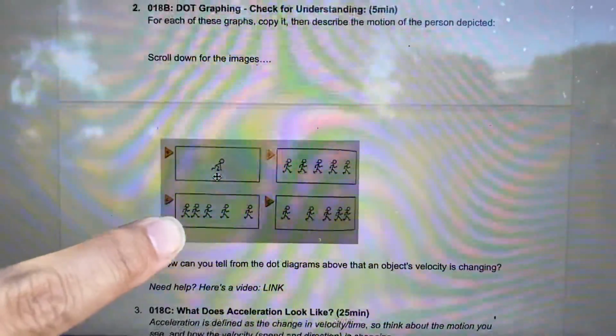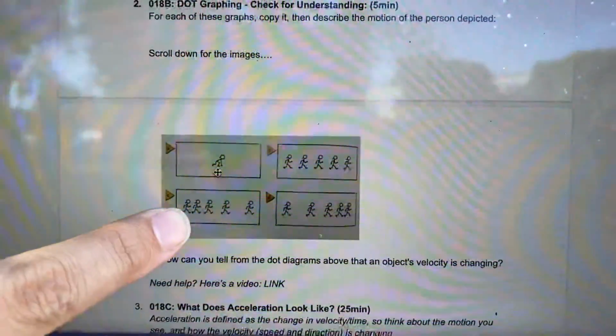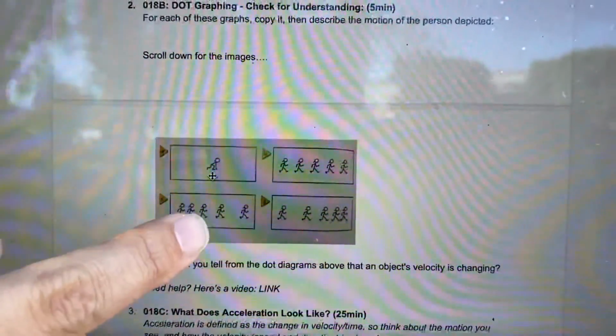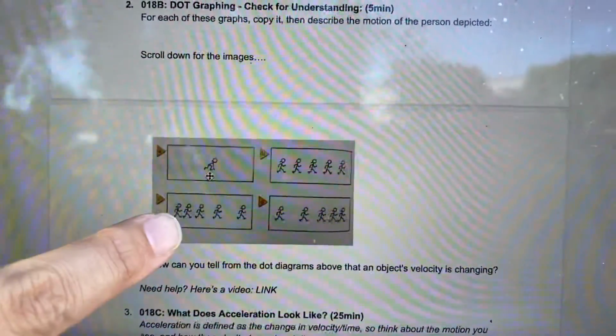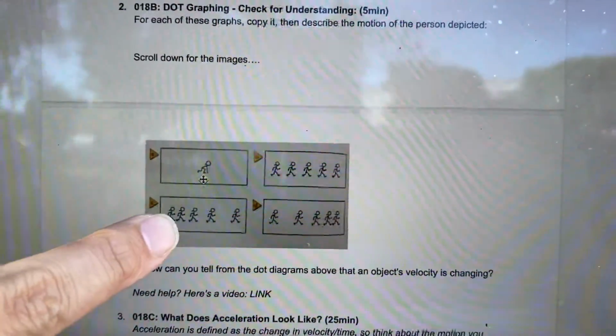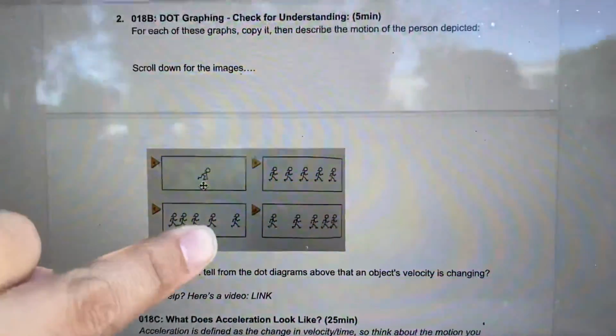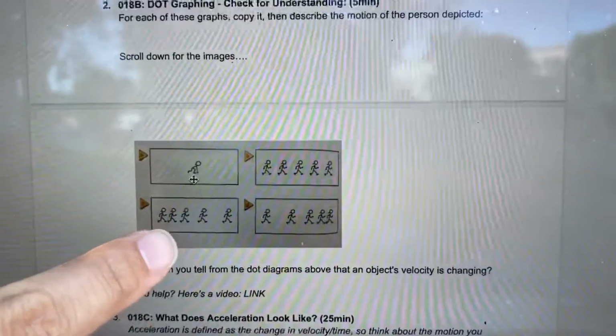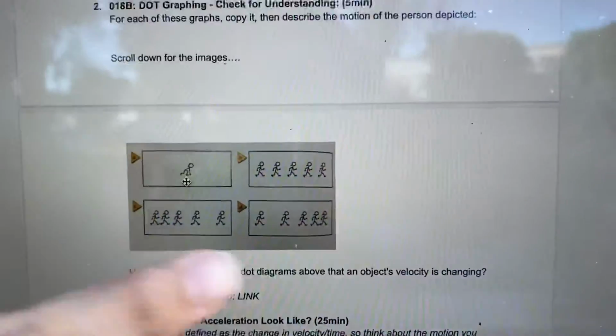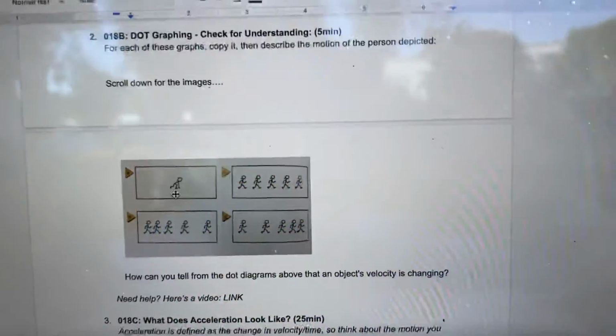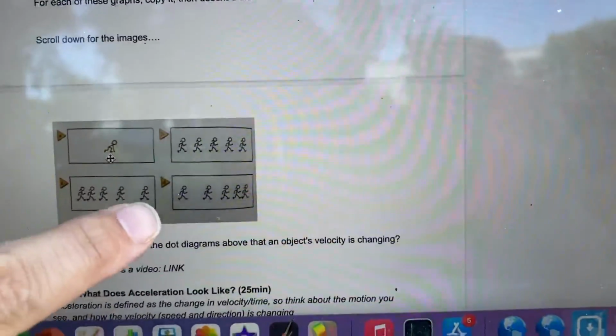For C, when we take our picture each second, click, click, click, you notice that at the beginning, the person hasn't moved very far in the first second. They move a bit further in the second second, a bit further in the third second, and then quite a bit further in the fourth second. This means they're accelerating in the positive direction. They're accelerating to the right. We might call that speeding up.